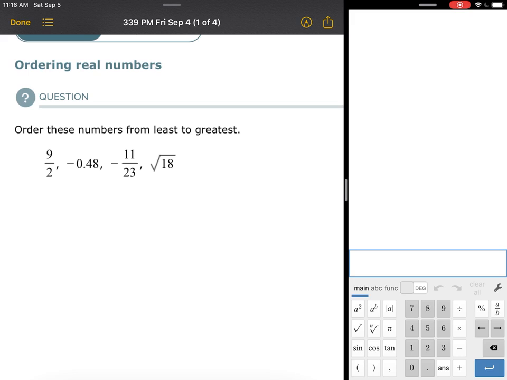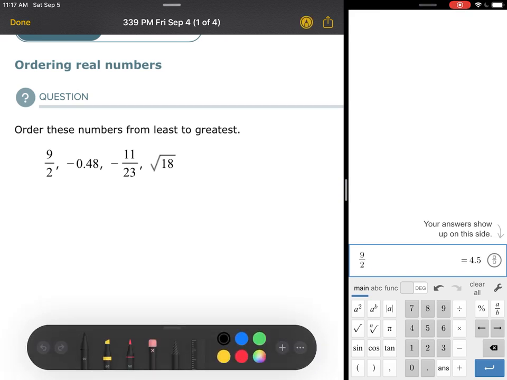You are not going to remember what the specific digits of each one of these are, so write them down, and it'll take you less time. To do that, I'm just going to go ahead and put this in. If you're using the Desmos calculator, you can flip between those two forms, but I'm just going to put it in decimal form, because that's the way that we're going to have to order it. So 9 over 2 is 4.5.